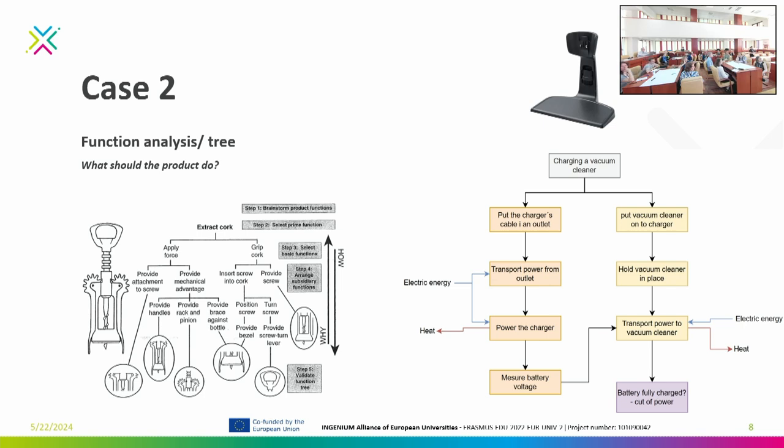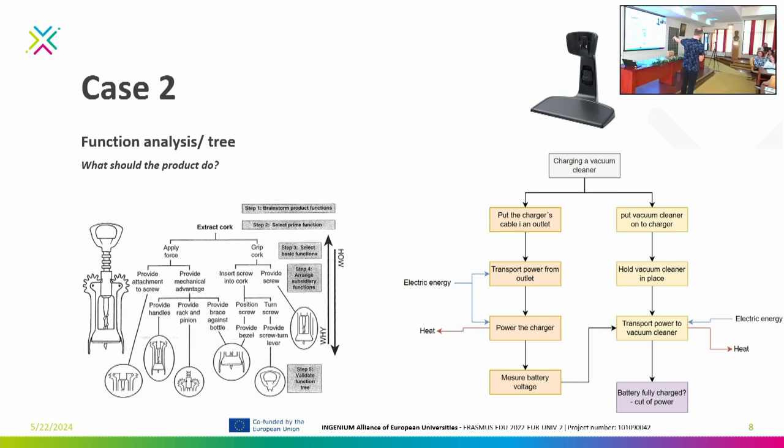So here I have one for a vacuum cleaner charger, and a student actually made this one. And this was the theoretical part behind it that we also talked about. Then I started to ask them, okay, but which parts of this are something that the product doesn't do, but the human does? What is it that the human does in this case? Put the charger's cable in an outlet. Is that something that the product can do by itself? No, that's something that the human does.